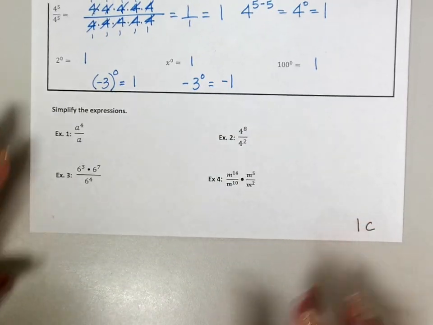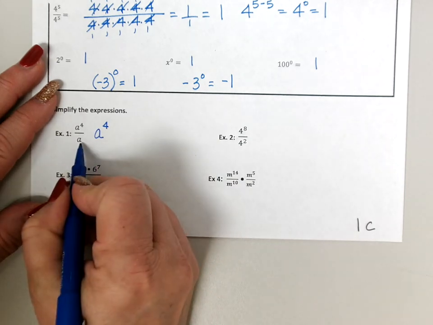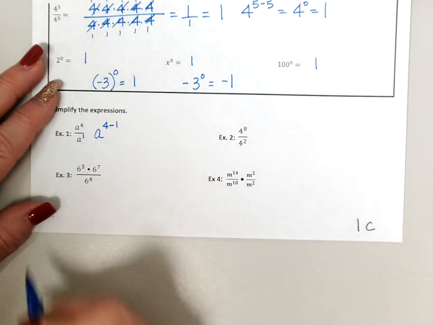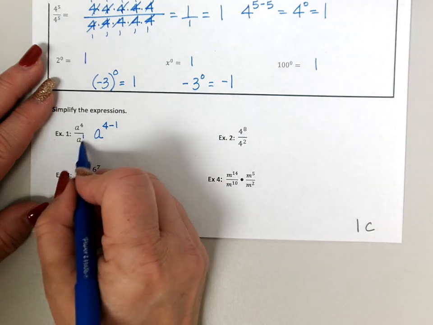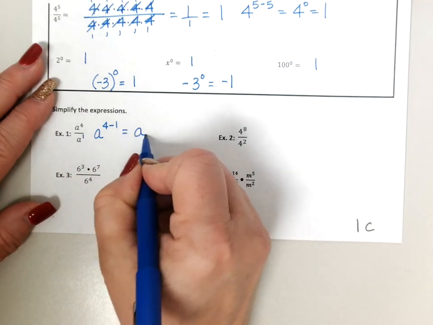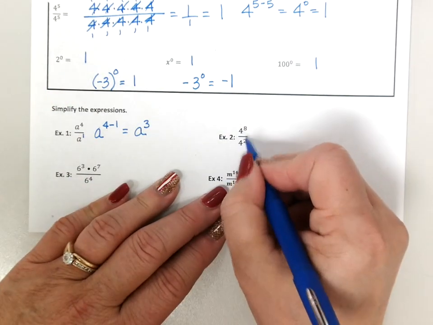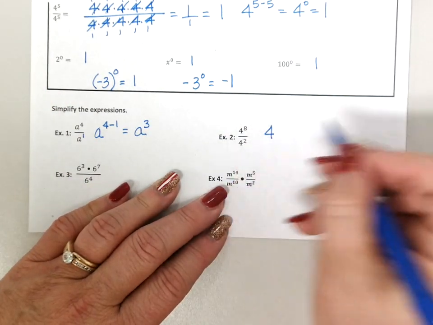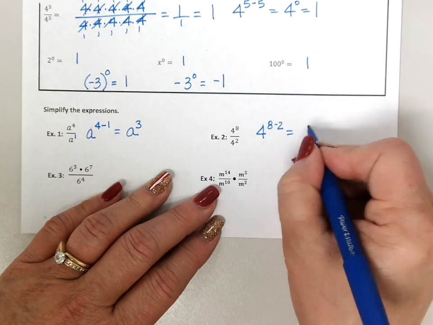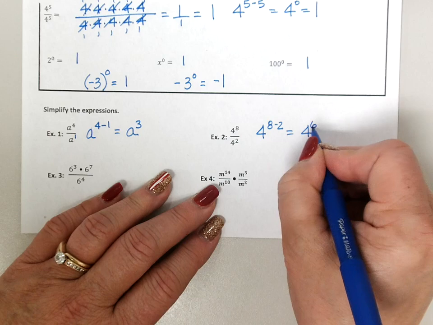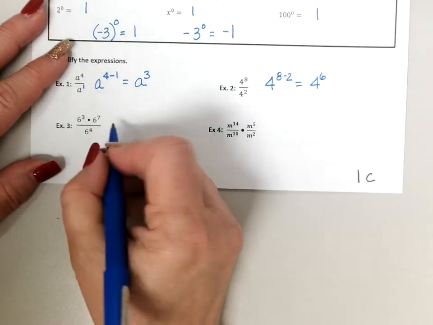All right, we're going to simplify some expressions. What does it mean if I have nothing? It means I have a 1. Just like when there's no number in front of a variable, it means 1. When there's no power, it means it's to the first power. 4 minus 1 is 3. Example 2, I have 4 to the 8th divided by 4 to the 2nd. The shortcut for division is to subtract, so that gives me 4 to the 6th.